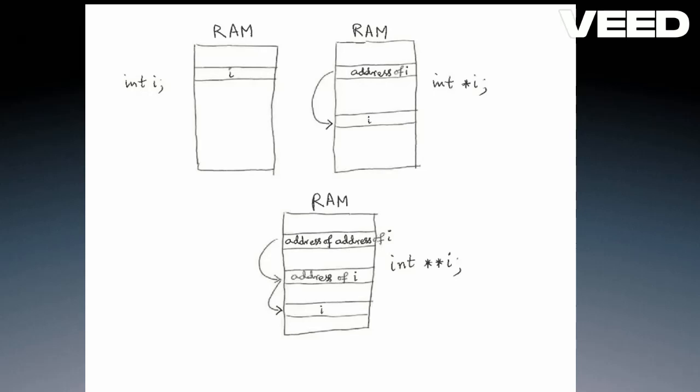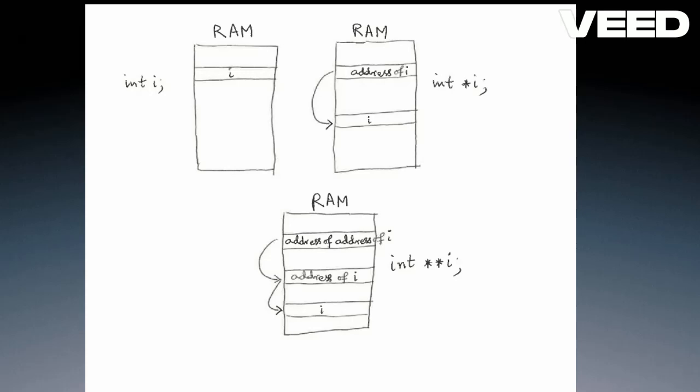Now, this picture of the RAM is familiar to us. We are not talking about pages, but individual locations of the RAM, and there is an address associated with each. And when we declare something like int i, I am basically allocating a storage for the variable i.